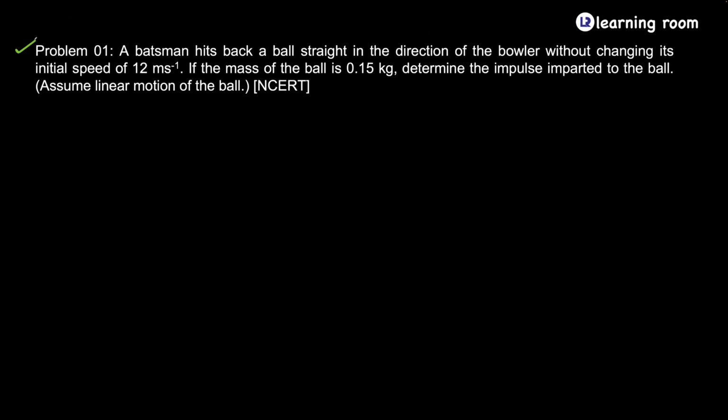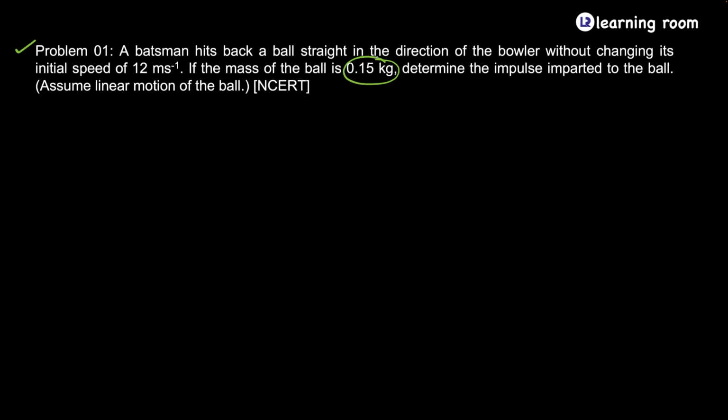The question is, a batsman hits a ball straight in the direction of the bowler without changing its initial speed of 12 meters per second. If the mass of the ball is 0.15 kilogram, determine the impulse imparted to the ball. So how is it happening?